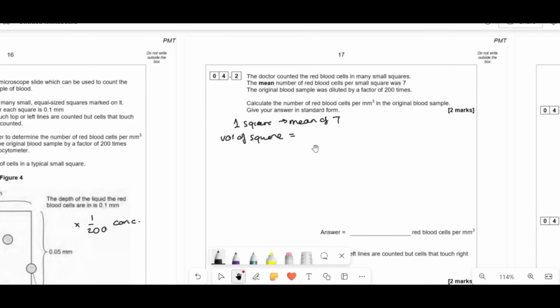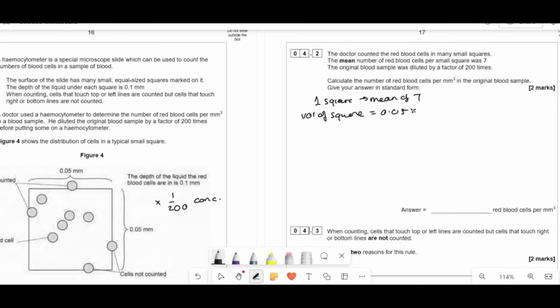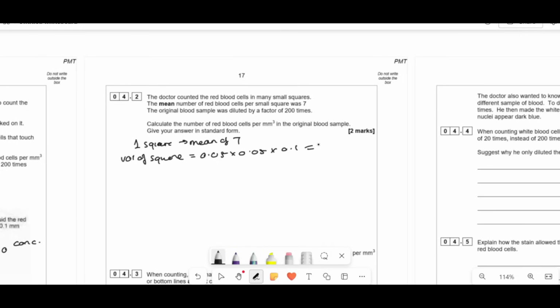The volume of a square is going to be 0.05 times 0.05 times its depth, which they told you was 0.1. If we do that, we get 2.5 times 10 to the minus 4. So that's 7 in a volume of this. So we do 7 divided by 2.5 times 10 to the minus 4, and that will tell us the cells per millimeter cubed. It gives you 28000 per millimeter cubed.